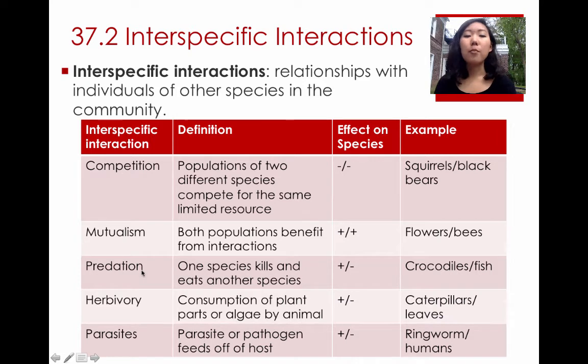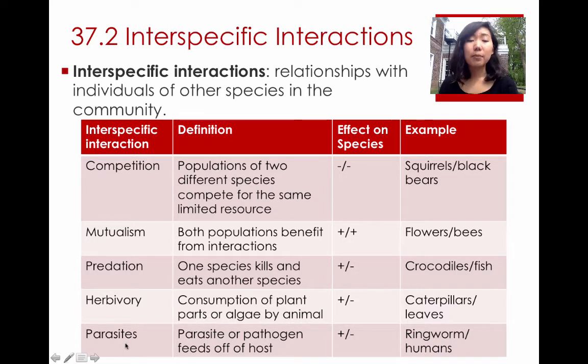Predation is where one species is negatively affected, where one of the species kind of feeds off of the other one. An example would be crocodiles versus fish, where the crocodiles get a food source. For the fish, this is bad. It limits their population growth. Herbivory is kind of similar, where animals are consuming plants, and so the animals benefit, but the plants do not. And an example of this would be caterpillars and leaves, where caterpillars eat the leaves.